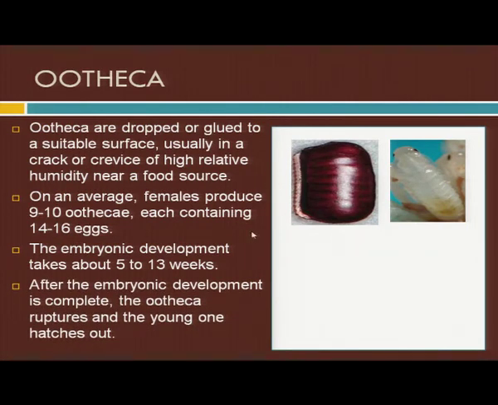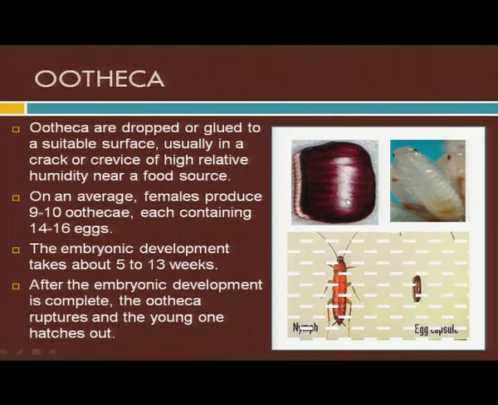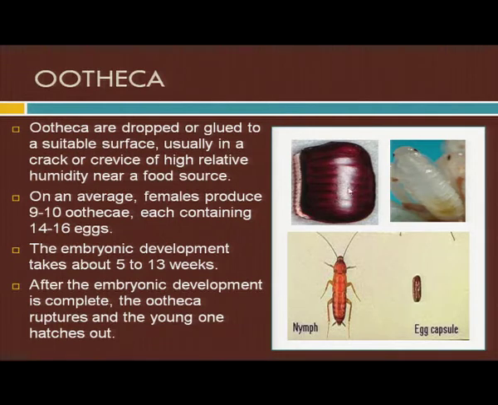After the embryonic development is complete, this ootheca will rupture and the young one hatches out. So, you can see these are the different stages. The ootheca comprises 14 to 16 eggs. From each egg a young cockroach will come out, and later it will turn into a nymph when the exoskeleton or the layer of cuticle gets deposited over it.